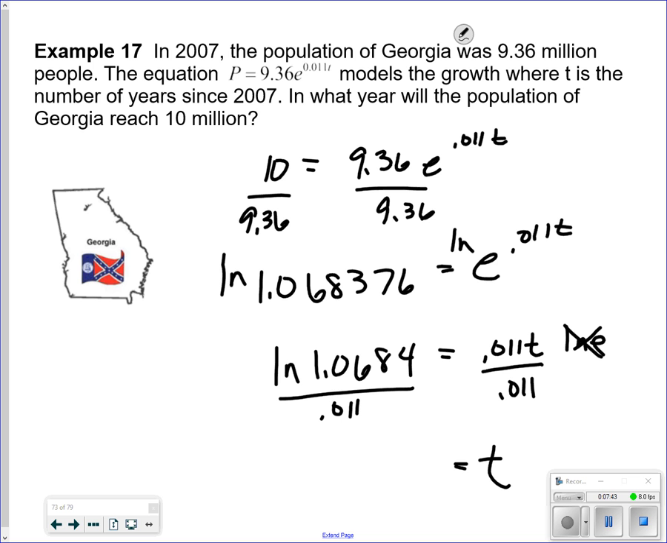So I'm using a calculator now. Natural log, and again, the further you go, the more accurate your answer would be, divided by 0.011. So I took the natural log of 1.0684. Then I divided it by 0.011, and I got t to be 6.0127. So in what year would the population reach 10 million? It takes 6 years, so we're talking about the year 2013. We should see the population of Georgia hit 10 million people.